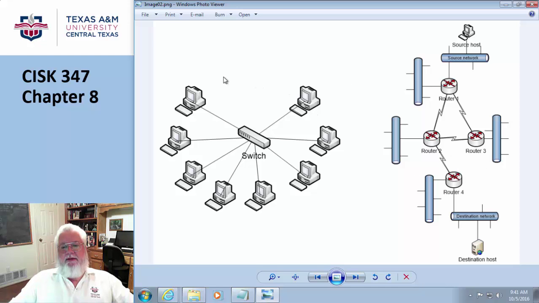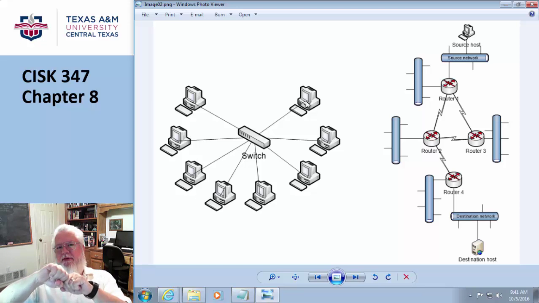So right off the bat, in a typical Ethernet segment, there isn't really more than one path. You could have a loop, but the loop was really designed for redundancy. The loop was never intended so that one packet would go this way and the other packet would go that way.